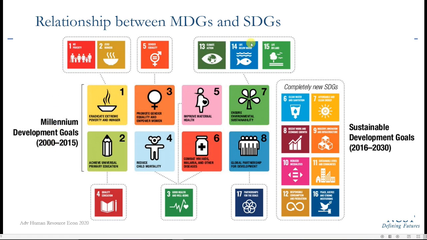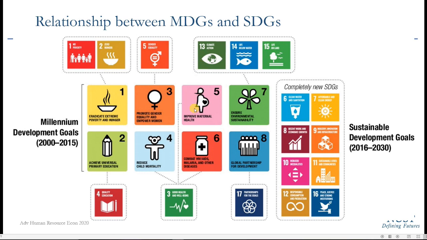And these smaller boxes are SDGs. The ones above, 3 and 3, 6 and 3 here. These 9 goals of SDGs are connected or related to what MDGs had before, as shown by these dotted lines. But these 8 goals are completely new. So this is the relationship between MDGs and SDGs.